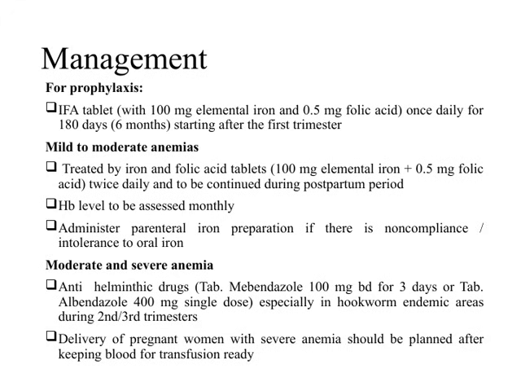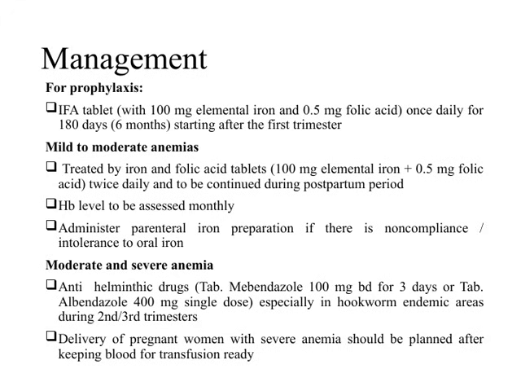Regular monitoring is key, so HB levels should be checked monthly to assess response to treatment and adjust as needed. If the patient cannot tolerate oral iron or if compliance is an issue, parenteral iron preparations are an alternative option. In cases of moderate to severe anemia, the management becomes more comprehensive.